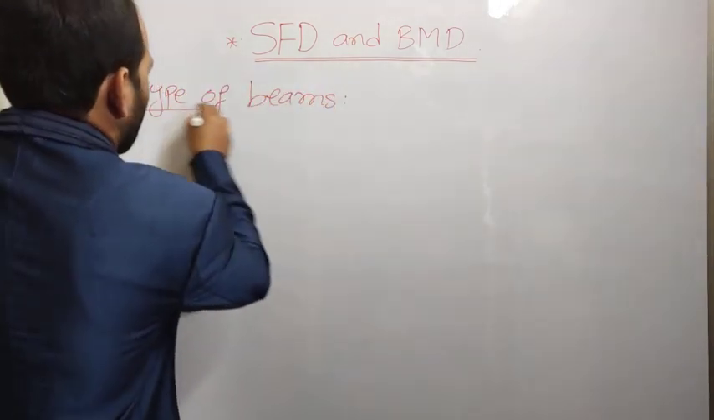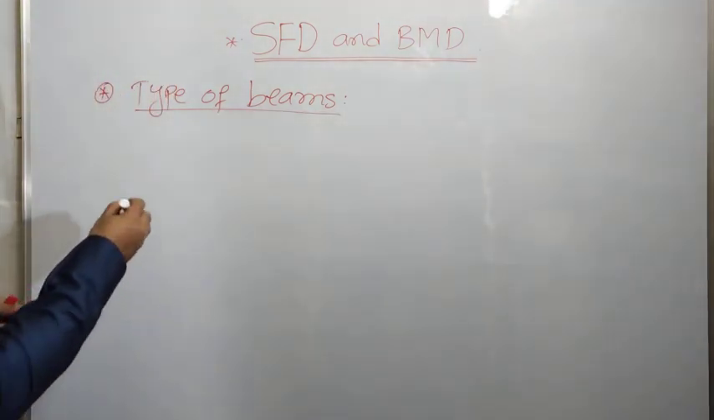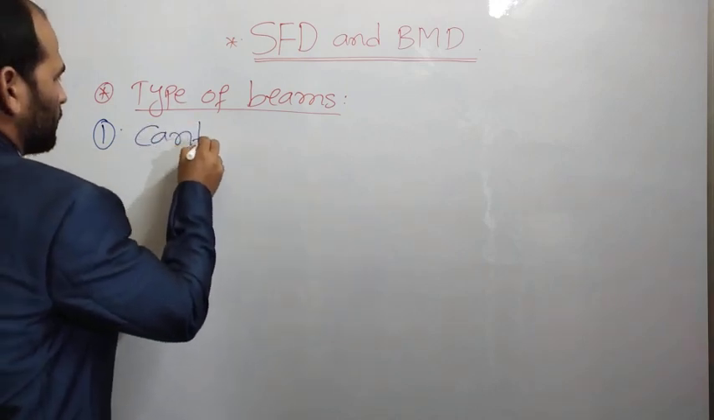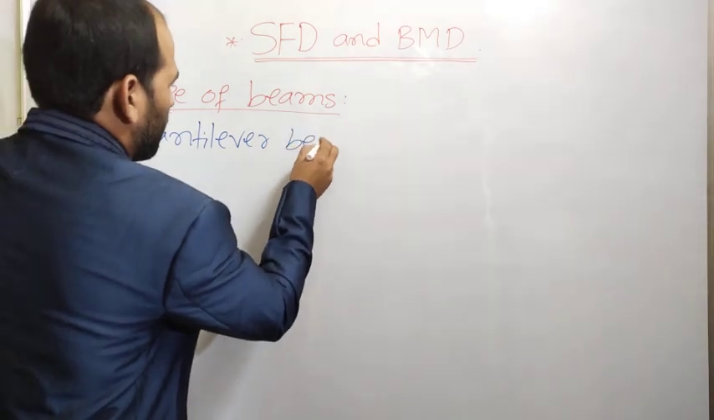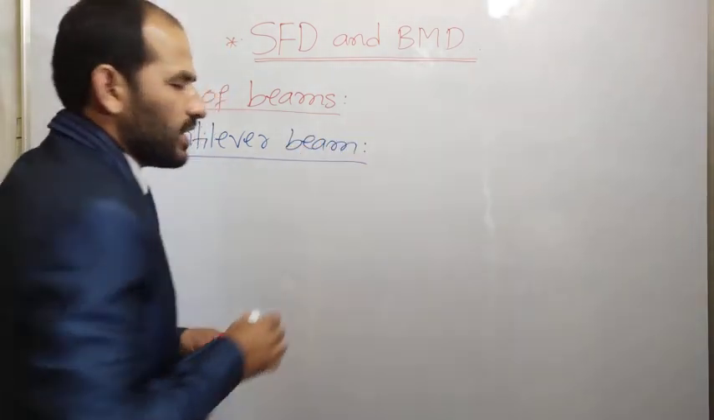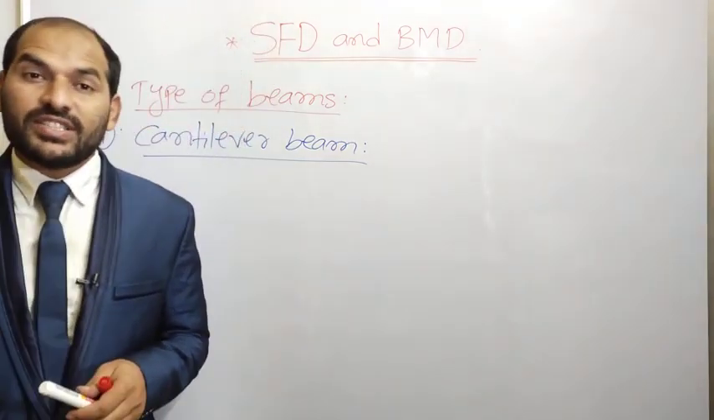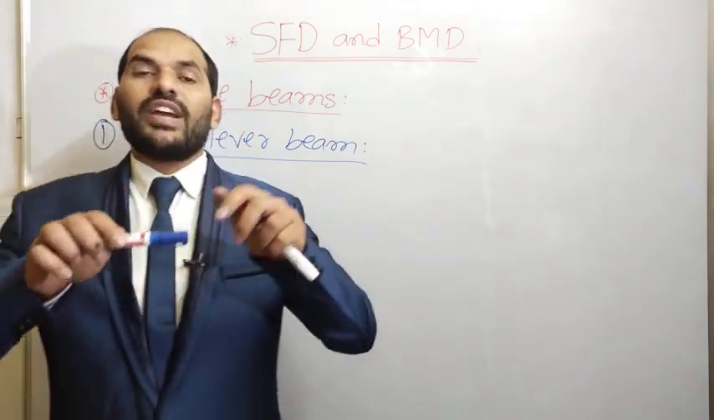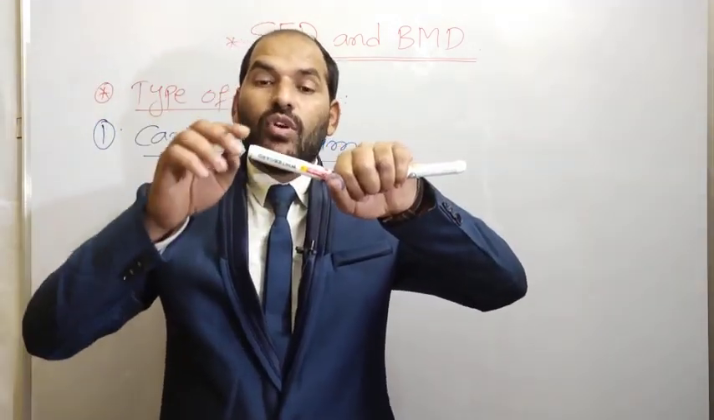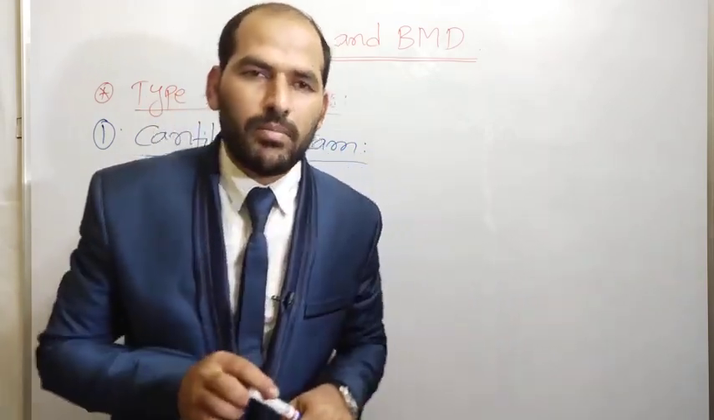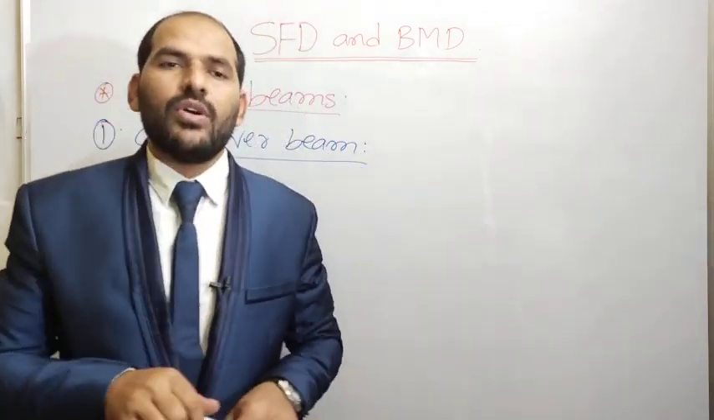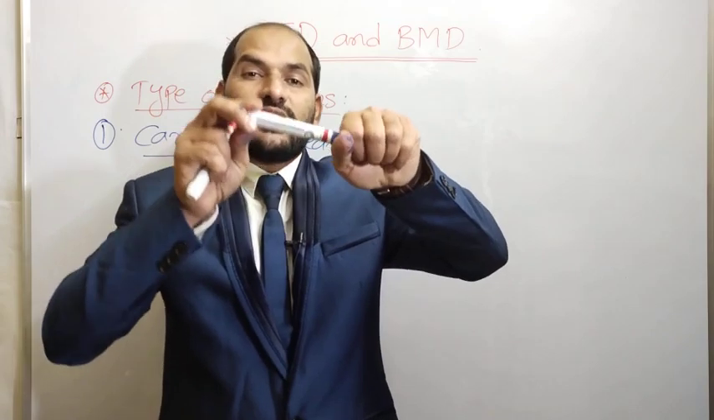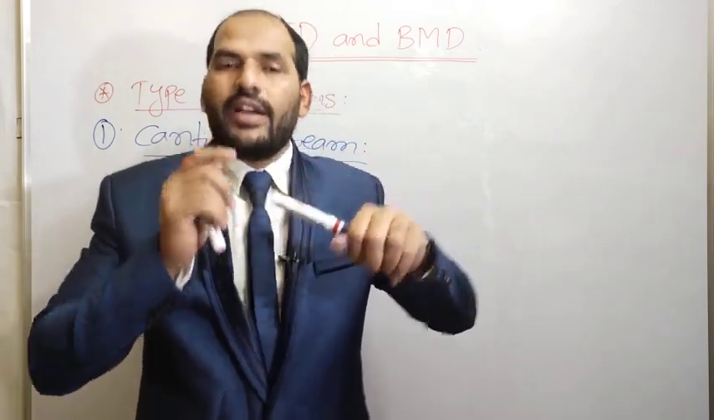Number one type of beam is the cantilever beam. What is the meaning of a cantilever beam? In this cantilever beam, one end is fixed and the other is completely free. This type of beam is called a cantilever beam. One side is fixed and one side is free.